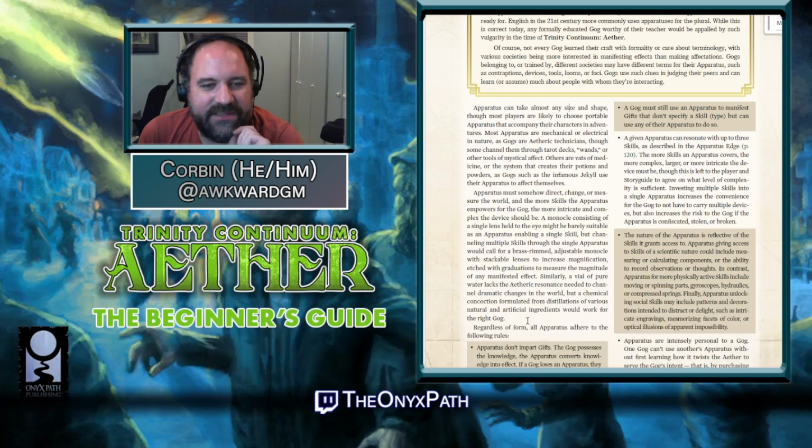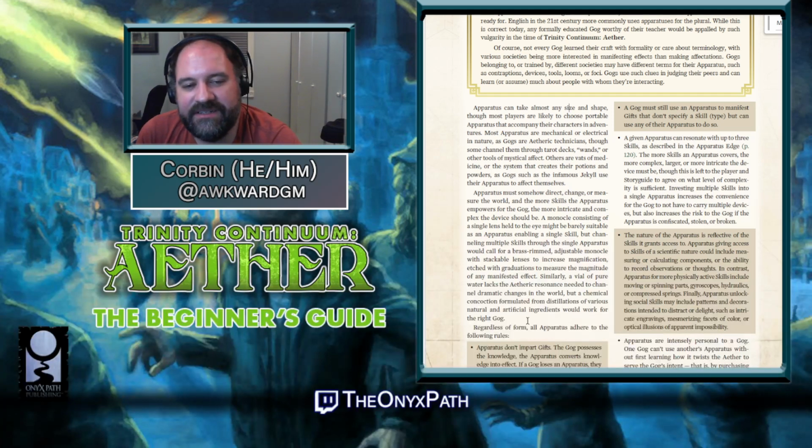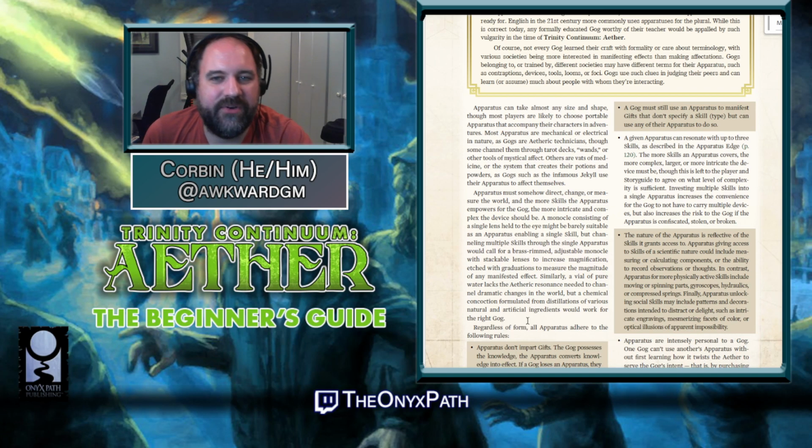Apparatus don't impart gifts. The Gog possesses the knowledge. The apparatus converts knowledge into effect. If a Gog loses an apparatus, they can replace it given time. Each apparatus is attuned toward a specific skill and allows the Gog to use gifts with the corresponding skill type. A Gog must use an apparatus to manifest gifts that don't specify a skill type, but can use any of their apparatus to do so.